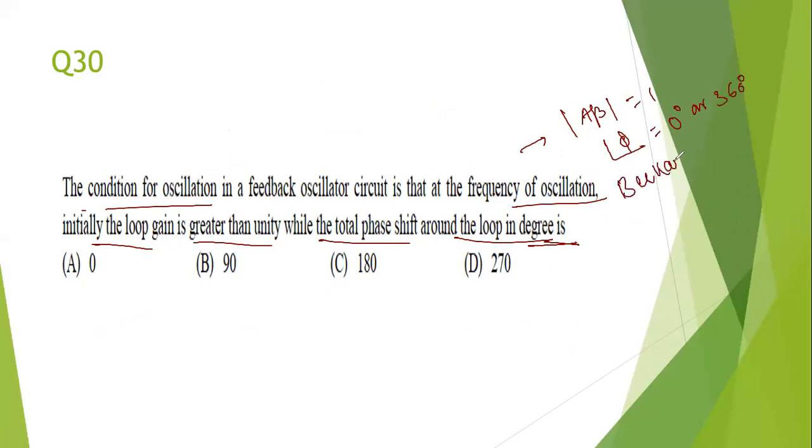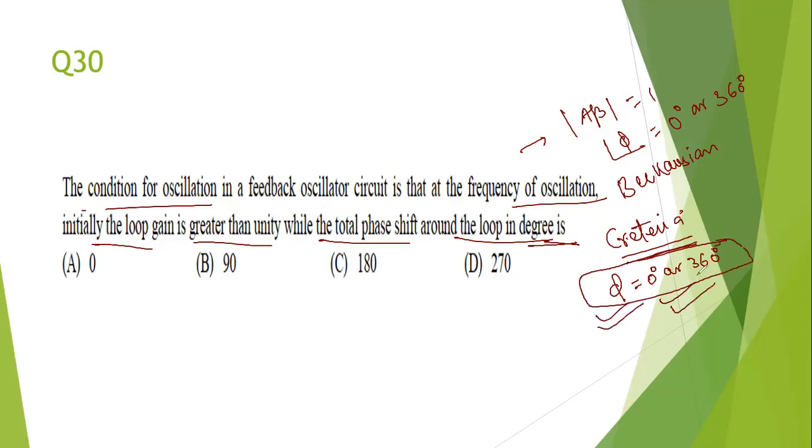This criterion is called the Barkhausen criterion. Now for this Barkhausen criterion, the phase should be what? 0 degree or 360 degree. So the answer will be either 0 degree or 360 degree. So option A is your right option.